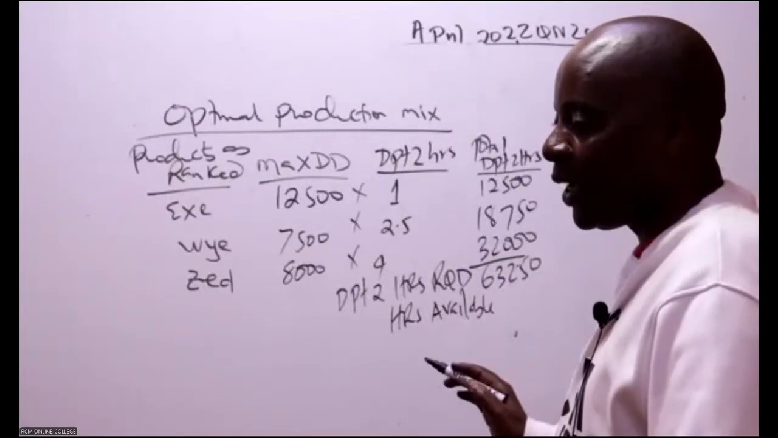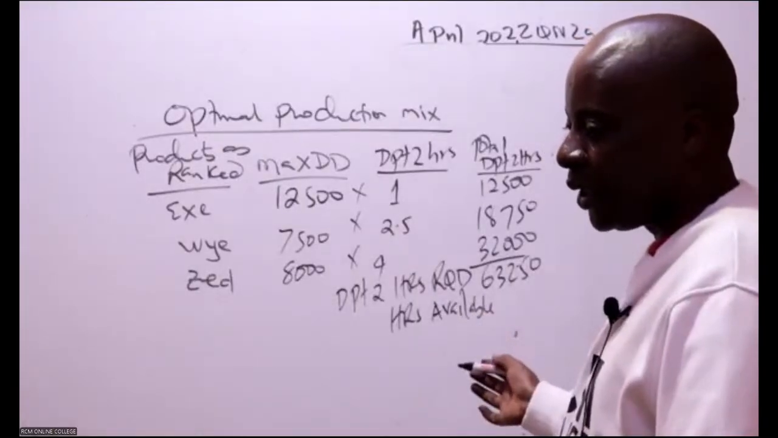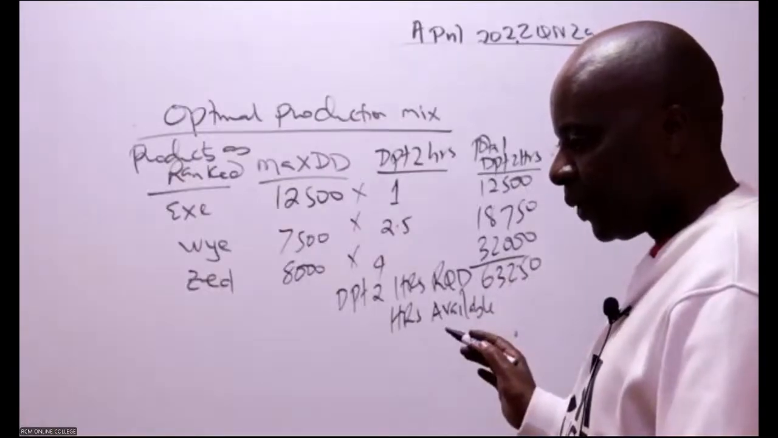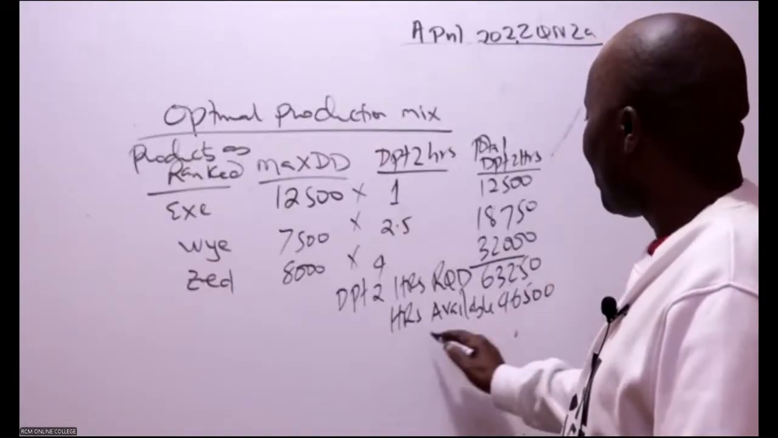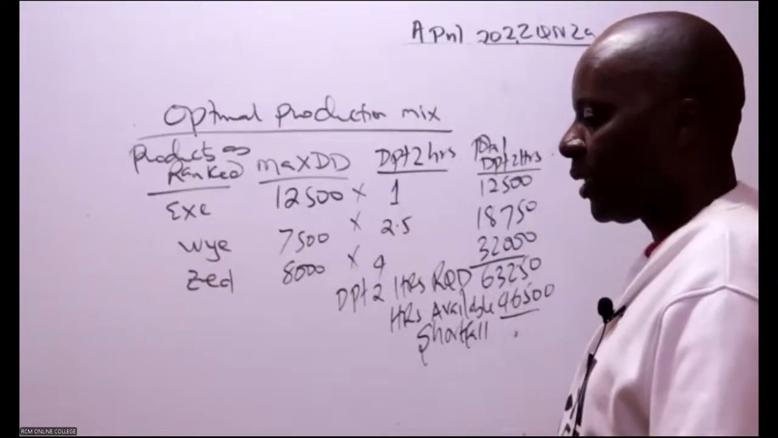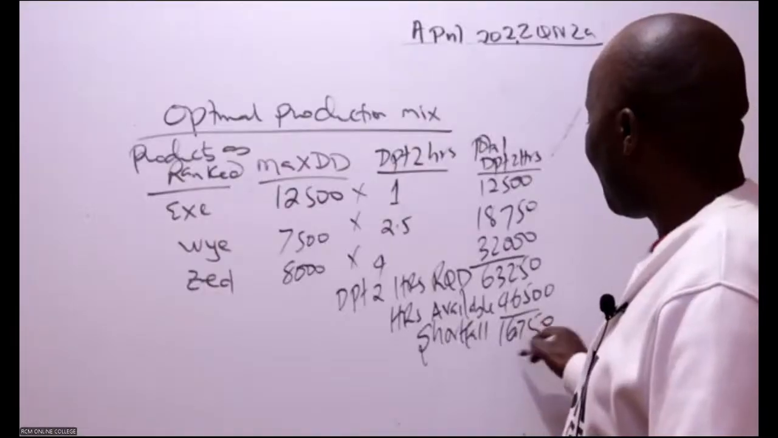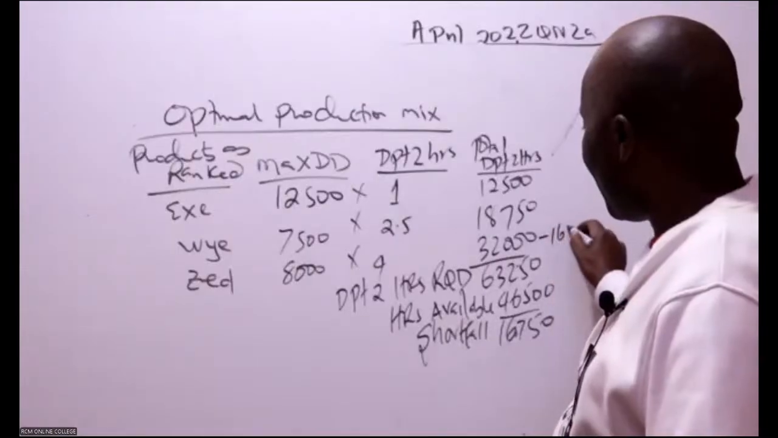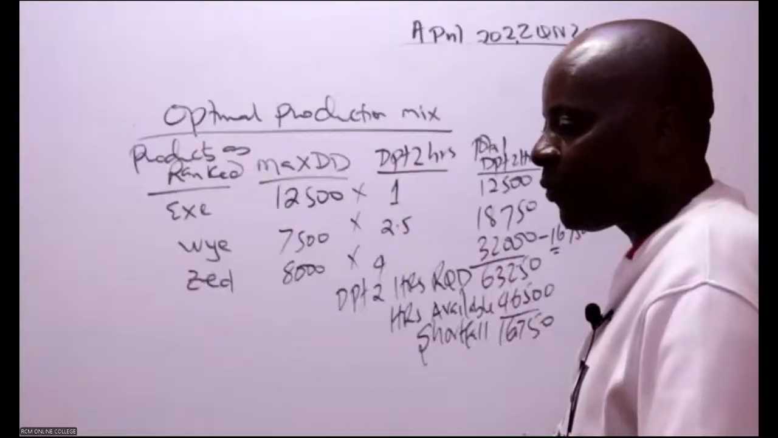You're giving me a figure, nothing changes. Hours available, nothing is changing there. The current hours, 46,500. So give me the shortfall. Subtract 16,750. Recover this from products upwards. So fortunately, they can fit here. So please subtract there 32,000 minus 16,750.